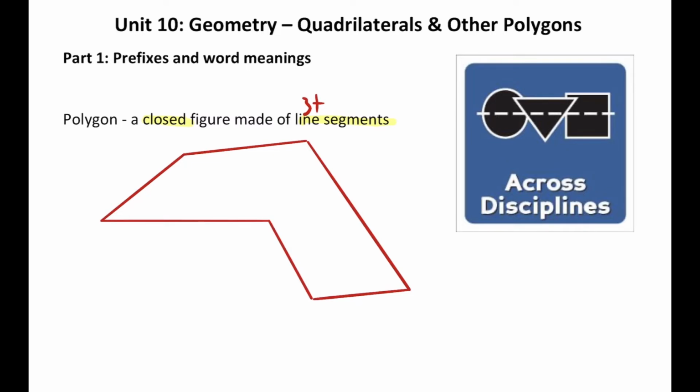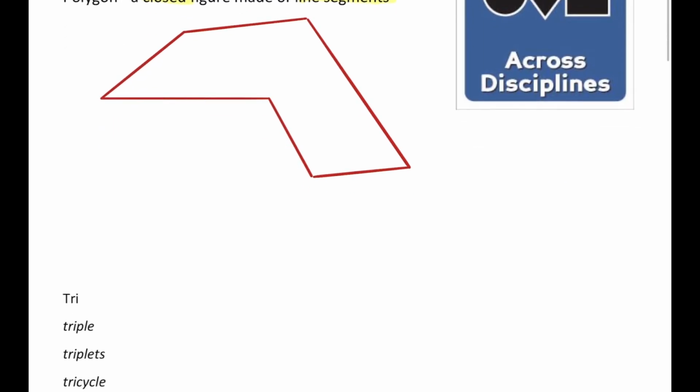And because it's line segments, I can't have something that looks like that. That's not a polygon because it's not line segments, it's not straight. I could also not have one that looks like that, right? Because that's not a polygon because it's not made totally of straight lines. All right, so now that we've talked about that, let's talk about some prefixes.